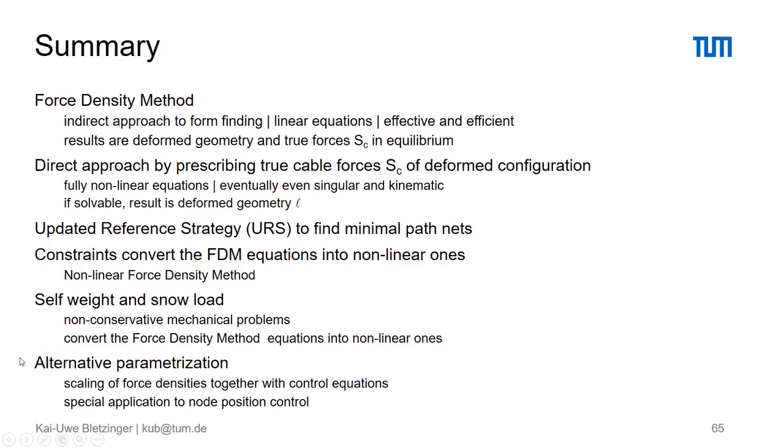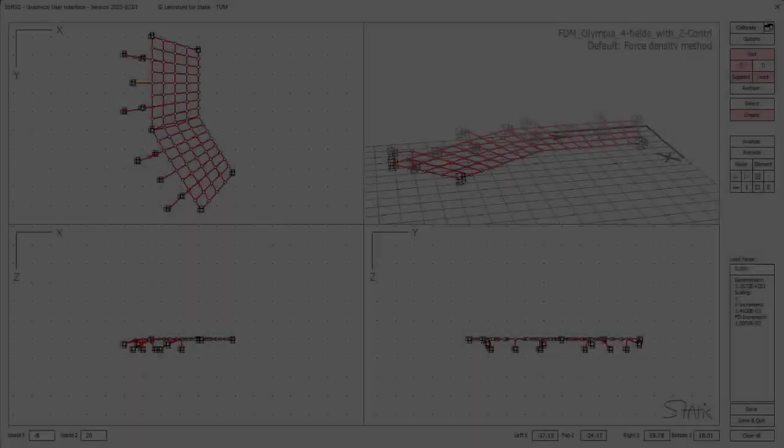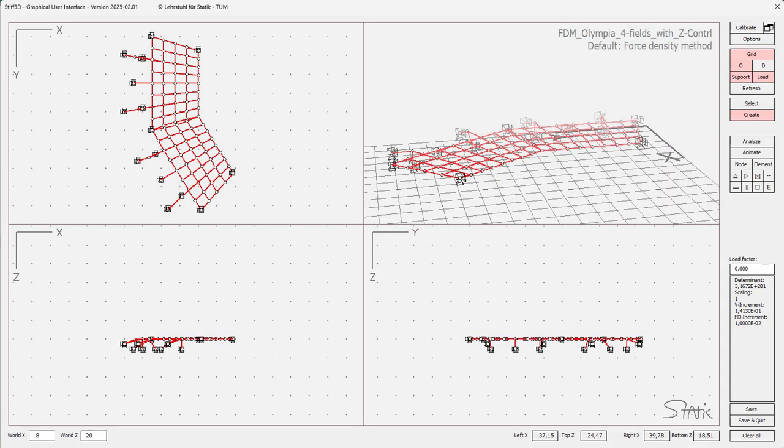Last but not least, we have introduced an alternative parametrization, where we just take the scaling of the force densities instead of the Lagrange multipliers of constraints, and we have shown how that comes together with control equations. We've been looking at a special application to the node position control. As the very last example of this seminar, let's take a look at that one here.